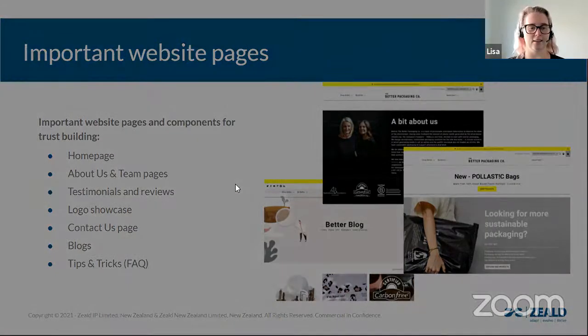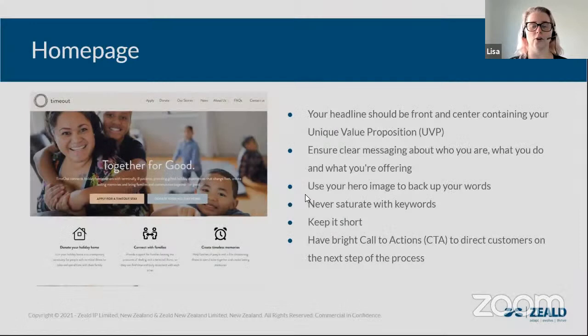So let's kick into it with the homepage. Your homepage headline should be front and center, and it should contain your unique value proposition. This is this bit here above the hero image.